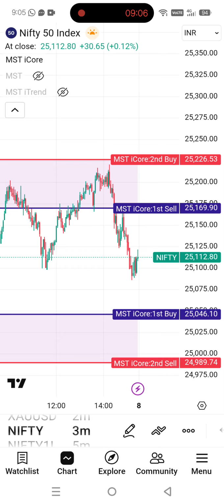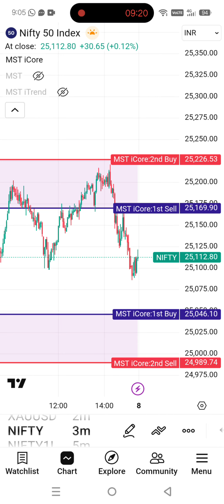Target you have to keep minimum 1:1. If you are ready to keep 1:2 or 1:1.5, that is also welcome. But at any cost, don't forget to put the stop loss. Don't simply average and don't take any revenge trade. So this is the MST iCore.